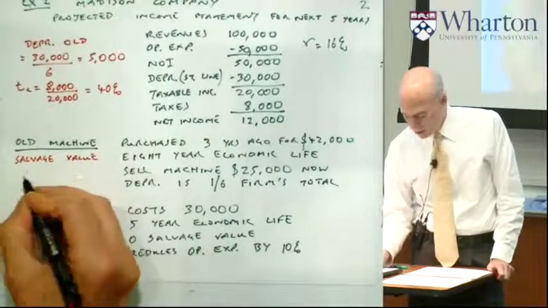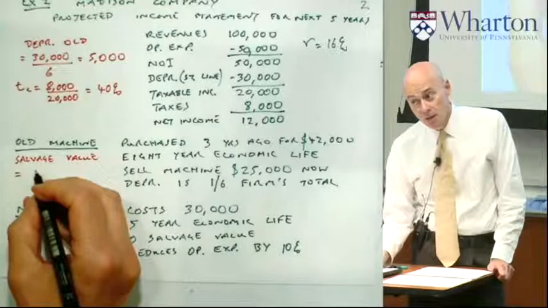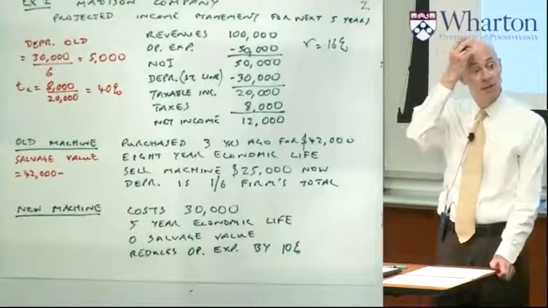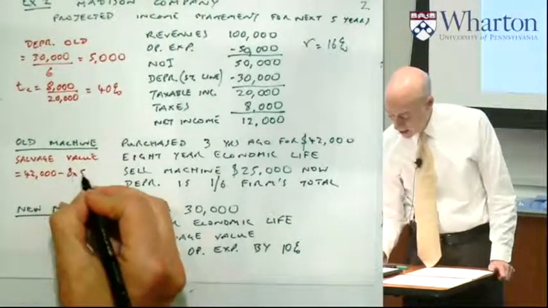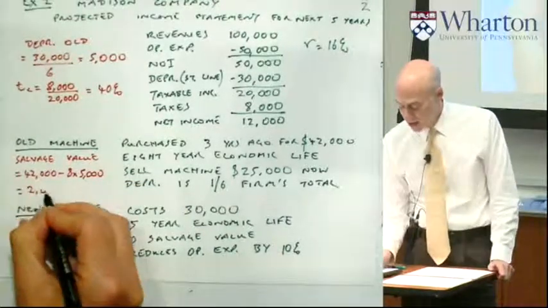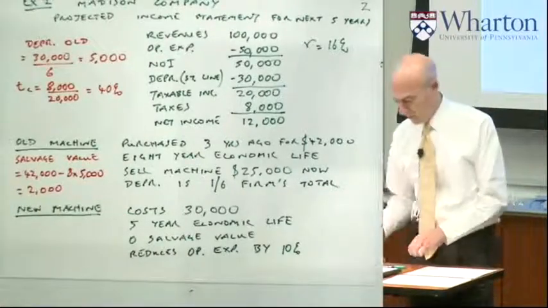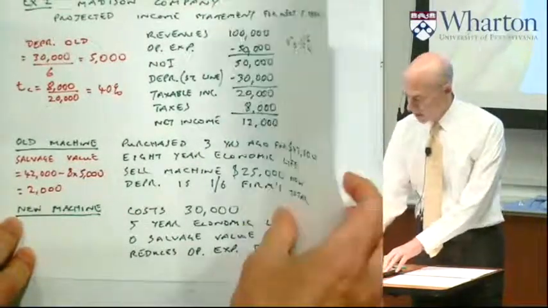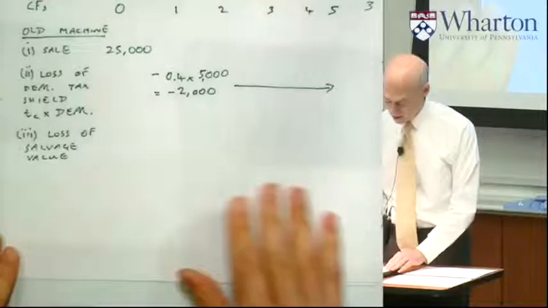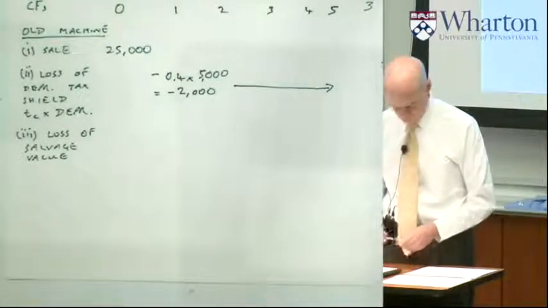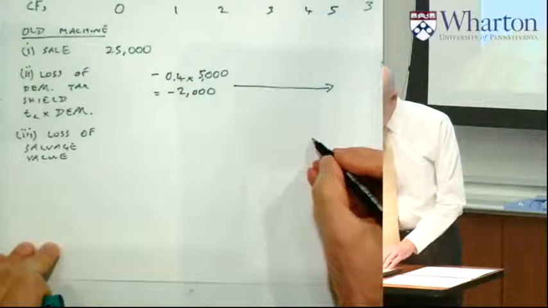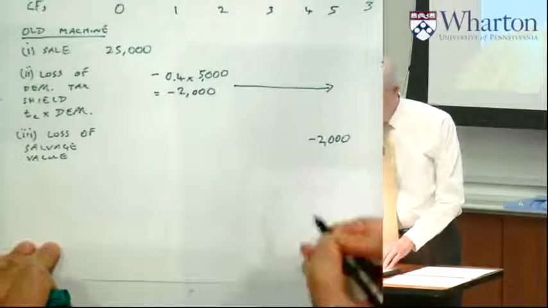must be equal to the purchase price minus what? Minus the 8 times the 5,000 per year depreciation, so it's 2,000. So that's how we get that in this particular example. So we've got minus 2,000 because we no longer get it.